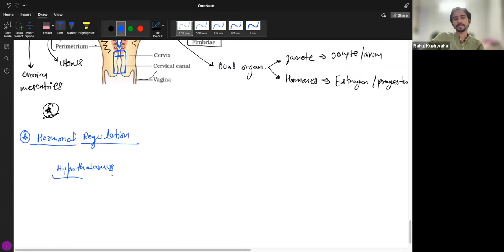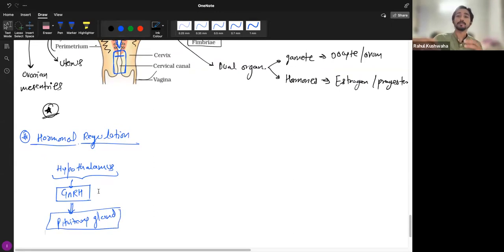The same story. So this hypothalamus secretes GnRH, gonadotropin releasing hormone, right? You already know the full form of it. This GnRH goes and signals the pituitary gland, and because it's a releasing hormone, it gives the pituitary positive signals to release gonadotropins.